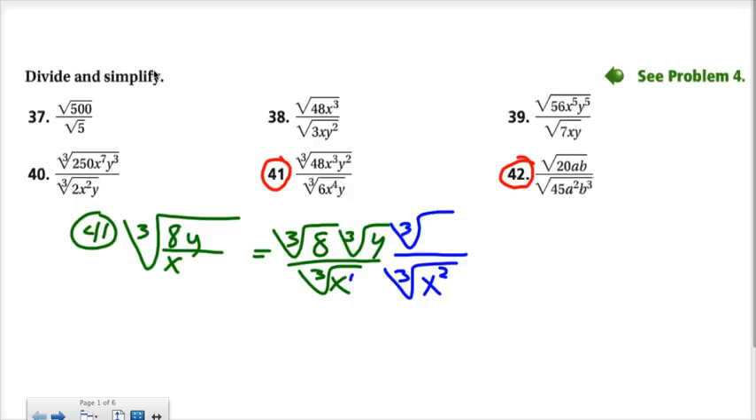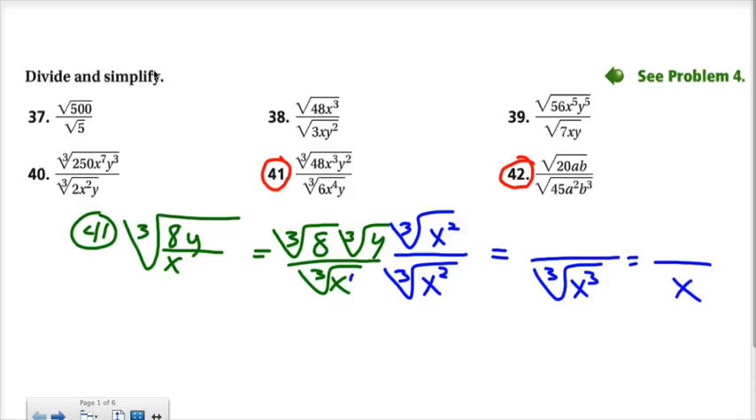But whatever we do to the bottom of the fraction, in order to keep it equivalent, we also have to do to the top. So now I want to simplify as I go, but I really want to focus on that denominator and make sure that everything is going to come out like I want it to. So x to the first times x squared is x to the third, and the cubed root of x to the third is x. So that's going to work out great.